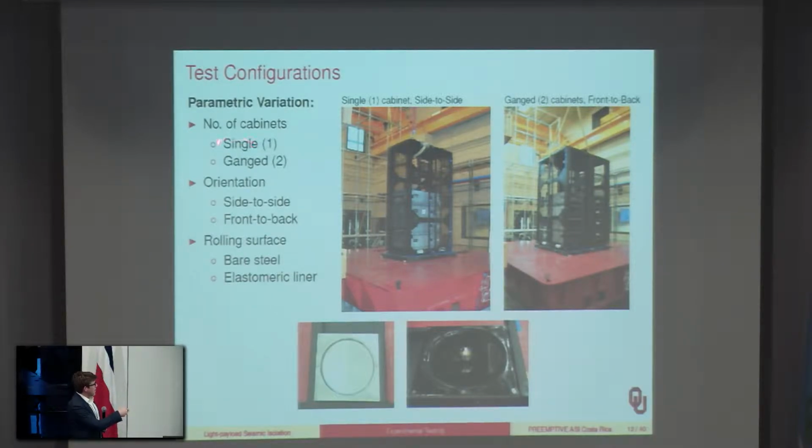So we looked at how the number of cabinets affected it, and also the orientation, whether we're testing it side to side, so the table's moving in this direction, versus front to back, so now the table's moving in this direction. In the side to side, we have an eccentricity in our mass, so we expect to see larger rotations. And then again, the rolling surfaces, there's a bare steel, and then this is an elastomeric liner. Think about a rhino liner for your truck bed. It's pretty much that.